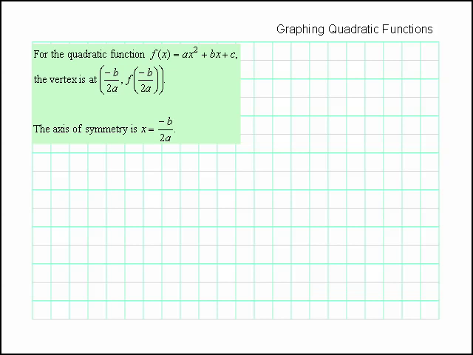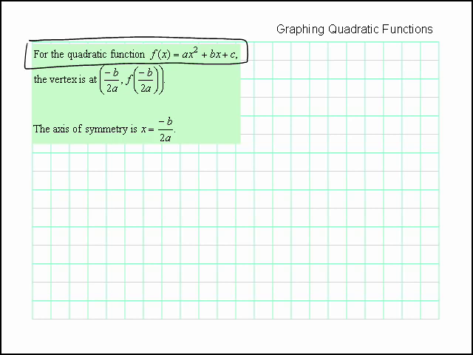Okay, this is part 2 of graphing quadratic functions. We're going to look at quadratic functions of the form ax squared plus bx plus c. The first thing that you need to know how to do to graph a quadratic function is to find its vertex. And there are a couple ways to find the vertex of a parabola.